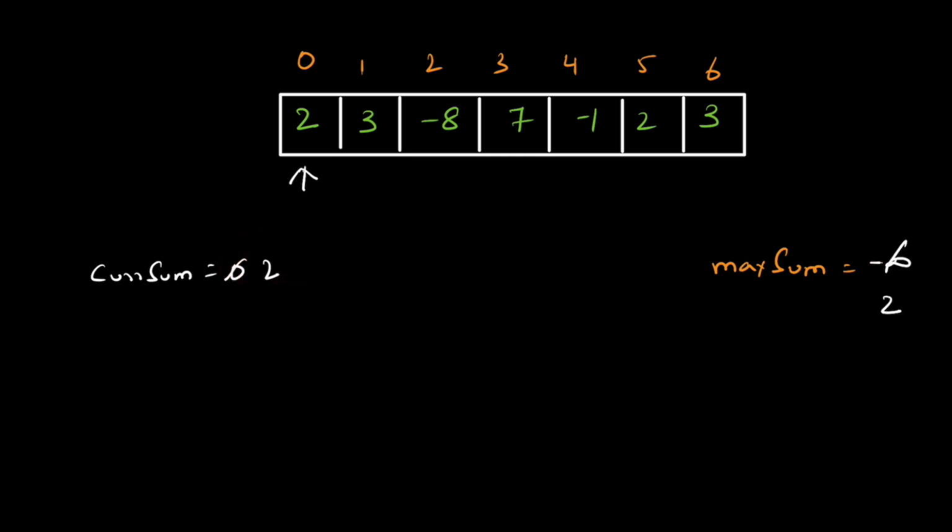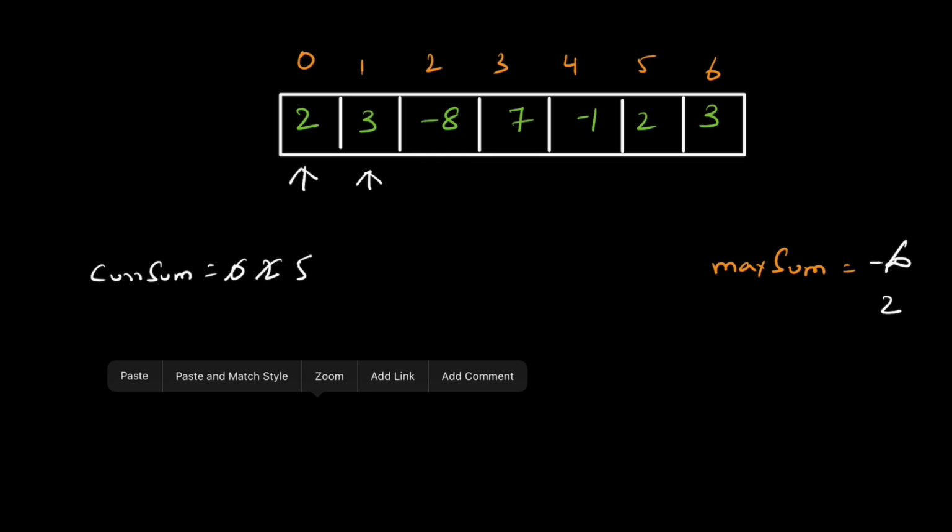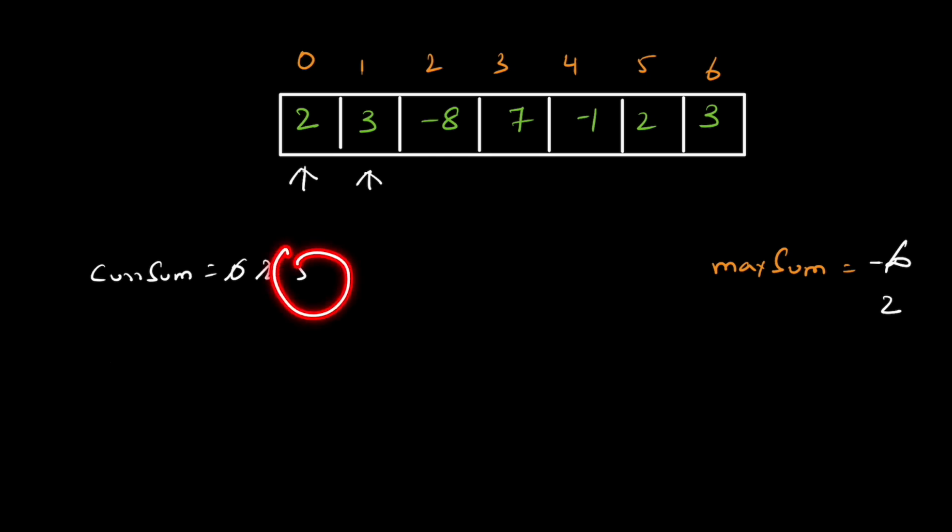Okay. Now at index 1, the element is 3. So we'll add 2 plus 3, which becomes 5. And we'll check whether 5 is greater than 2. Yes. So maximum sum gets updated to 5. Now at index 2, the element is minus 8. So we'll add minus 8 to 5. So 5 minus 8 becomes minus 3. Right. So the current sum becomes minus 3.